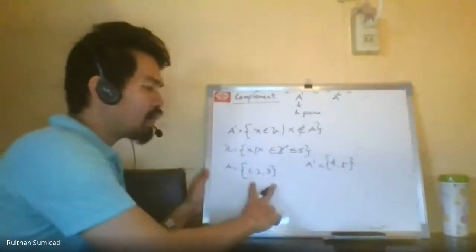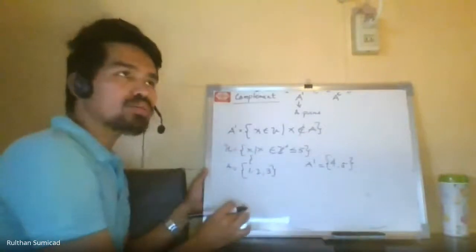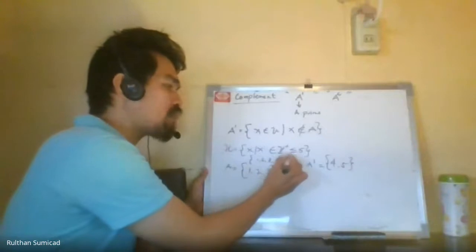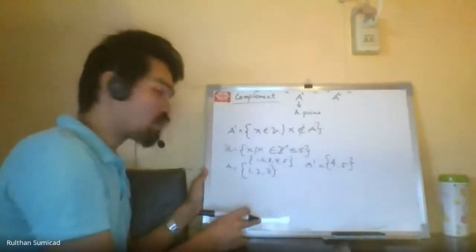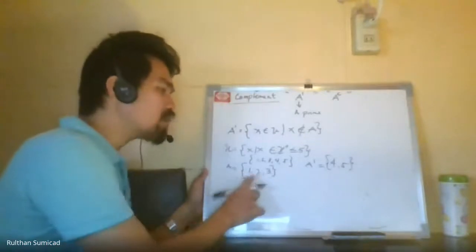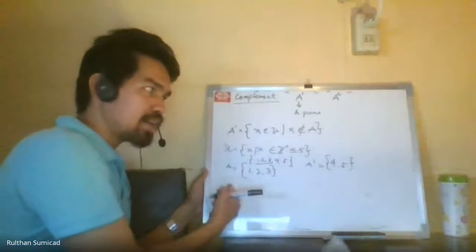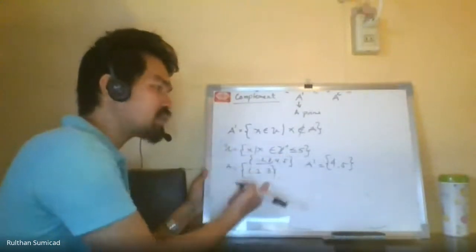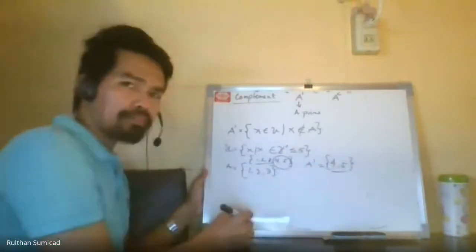Okay, because our universe here, if we're going to do the roster method, we have 1, 2, 3, 4, and 5, because these are the positive integers less than or equal to 5. Now, since A is 1, 2, 3, these first three elements of the universe are members of A, therefore the only members of U that are not in A are 4 and 5. Therefore, the complement of A is this one.